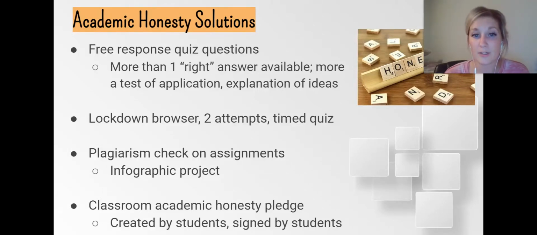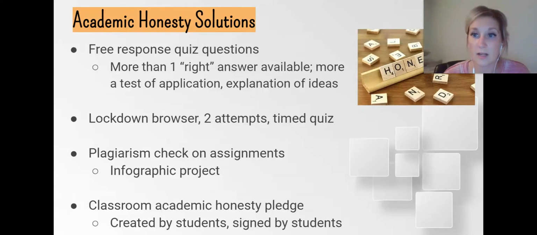There's a lockdown browser, and there's multiple attempts to complete this quiz, as well as it being timed to deter cheating too. Another clear thing here is that there is a plagiarism check on the assignment where students could possibly copy information from another source, and that's the infographic assignment. Plus, there's also other built-in ways to deter academic dishonesty.